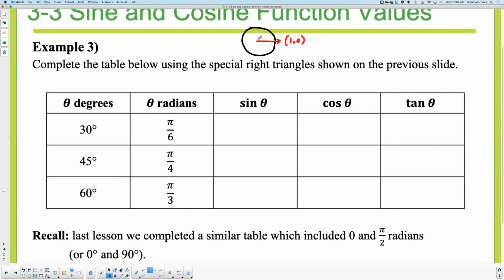Now, tell me what happens as we move along. As I move my angle up, what happens to the sine value? Does my sine value get bigger or smaller? You're correct, by the way. Okay, this time, as my angle increases, what happens to the sine value? It gets bigger. What happens to the cosine value? It is smaller. Okay, that's the pattern as we move along.